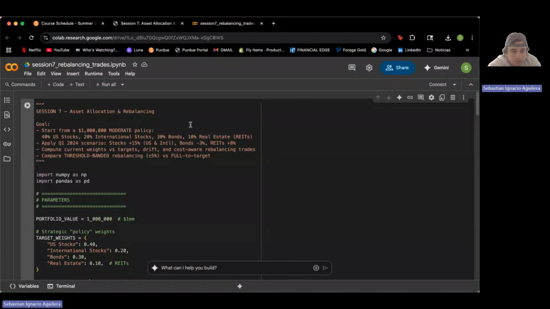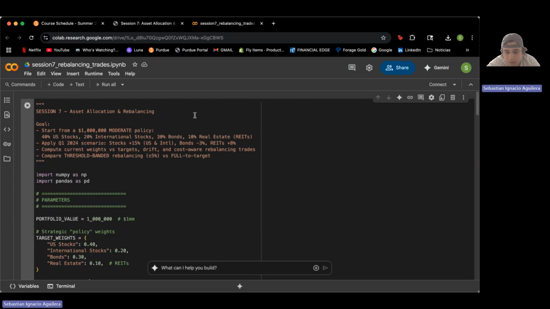So what is our goal? Our goal is to start with a $1 million moderate policy: 40% US stocks, 20% international stocks, 30% bonds, and 10% real estate. Apply a Q1 2024 scenario: stocks plus 15%, US and international, bonds minus 3%, and REITs plus 8%. We'll compute current weights versus targets, drift, and cost-aware rebalancing trades, and compare threshold banded rebalancing, plus or minus 5%, versus full to target.